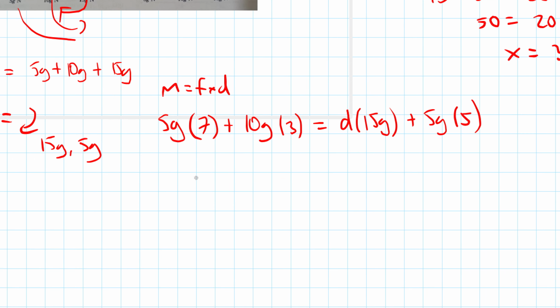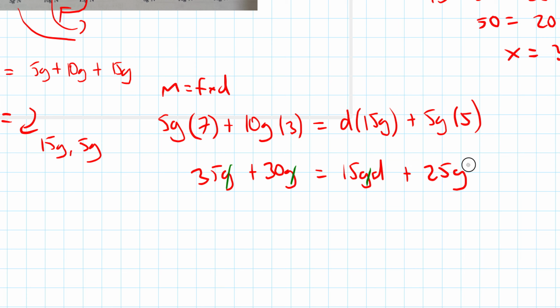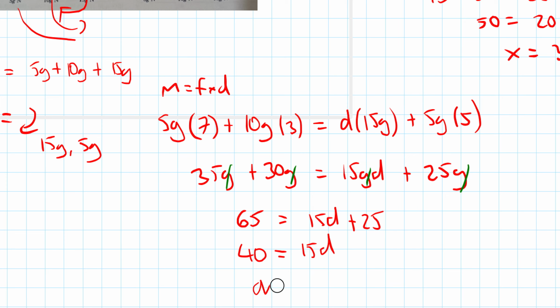From here we can simplify, so it's 35G plus 30G equals 15GD plus 5 times 5 is 25G. We've now got a common factor of G in each of the terms, so this can be cancelled out. And now we're well on our way to finding what D is. So here 35 plus 30 is 65, that's equal to 15D plus 25, and then we move the 25 to the other side, so 65 minus 25 is 40. So 40 equals 15D, 40 divided by 15 is 8 over 3, so D is 8 over 3.